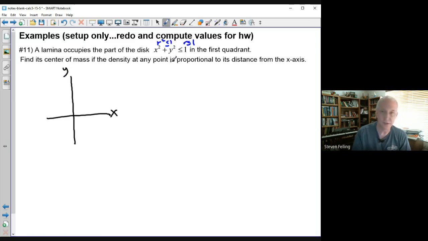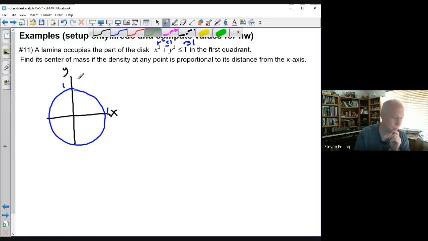So we have a disk of radius 1. And it's the area inside that, but only in the first quadrant. So this is the region here. All right, so we're going to have to cover that somehow with an integral.